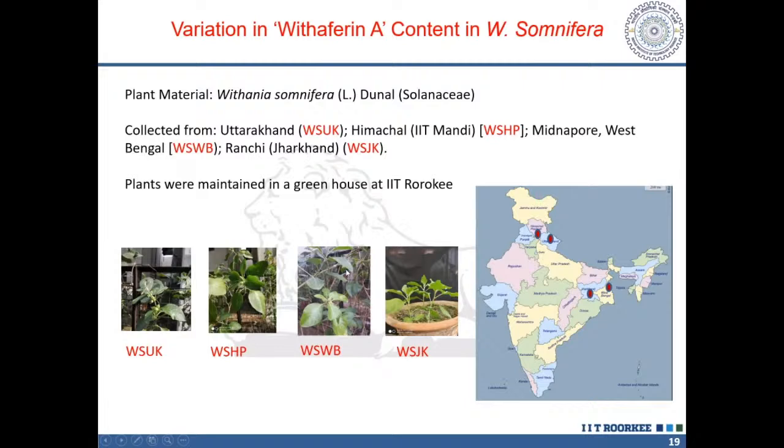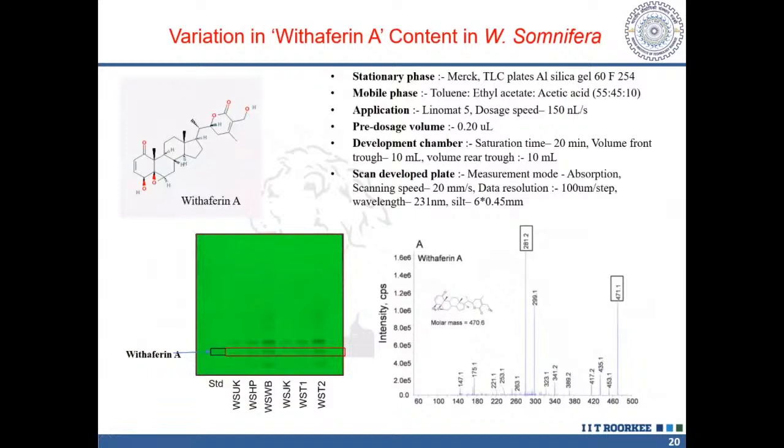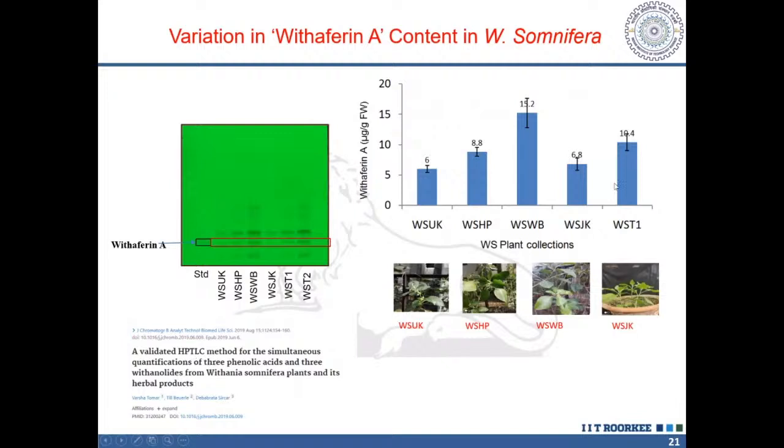We developed an HPTLC method for quick quantification and separation of vidaferrin A. That is also published in the Journal of Chromatography B. And what we found is that plants collected from different geographical locations of India have different amounts of vidaferrin A content. That means there is a variation, and we are on the right track: plants of different age or different geographical location have variable vidaferrin A content.